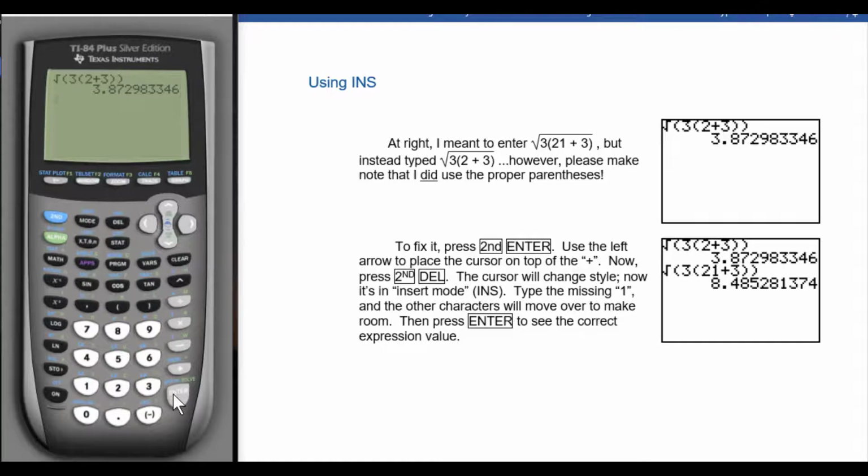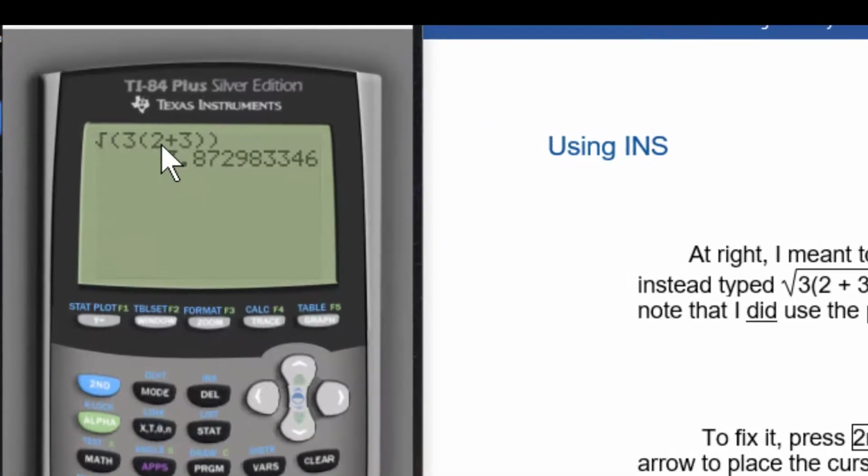Oh no, we made a mistake. Instead of 2, we wanted the 21. So second entry, arrow over to the plus sign right there. And now we're going to insert to the left of the plus sign. Okay? And the insert is right here above the delete key. Second insert, 1. Oh, and now it says the correct thing.